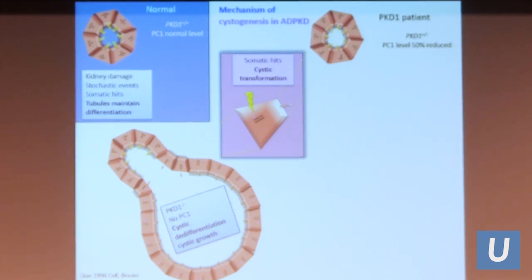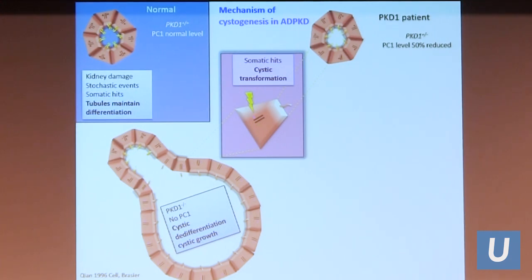And there's an interesting paper out, I think, just this week in JASN using modern genetic methods to look at somatic tissue and showing a high level of somatic mutations, so supporting this idea of somatic mutations being important in ADPKD. And I'll come back and address that paper in a minute.